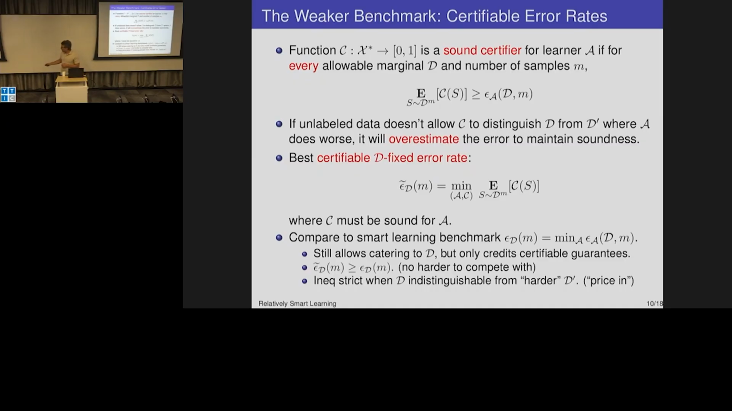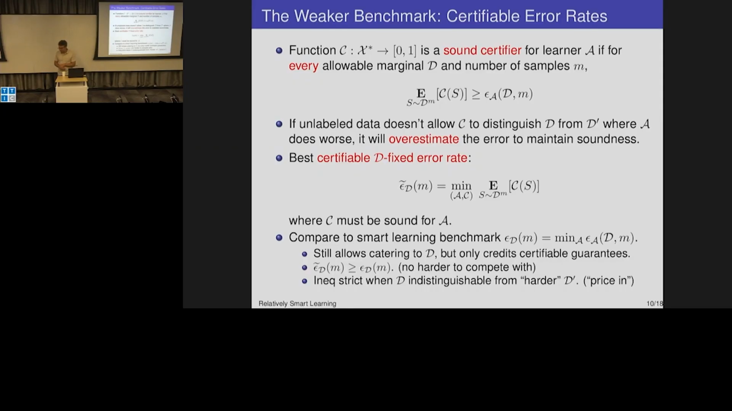So one thing that's not too hard to see is that this epsilon tilde is bigger than epsilon, right? Because it doesn't give a learner credit for how well it's doing, it's only giving it credit for how well it's doing and it can certify. So this is an easier benchmark to compete with. And this inequality can be strict, making it strictly easier to compete with when the distribution D is indistinguishable from a D prime, which is much harder, let's say.